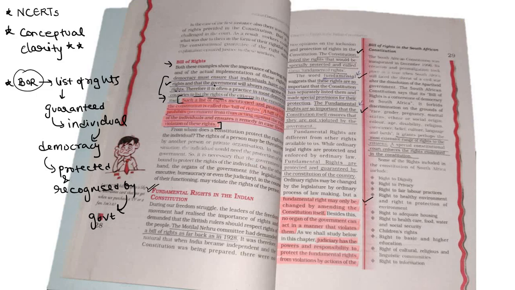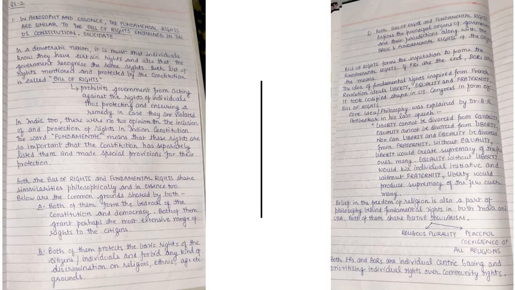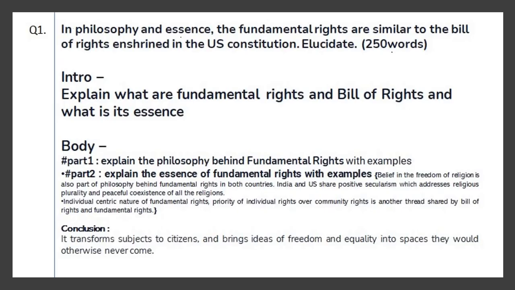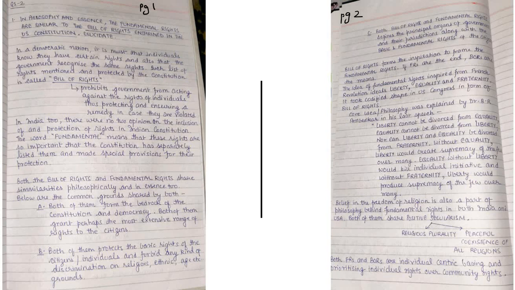Okay? Now let us answer this question. So we begin, this is page number 1 and this is page number 2. Now we begin to answer this question. This was a 250 words question. It will take 1.5 page to write the answer, or maximum 2 pages. So here first I am writing the introduction. Okay? Now here I will introduce what are fundamental rights and what are Bill of Rights.